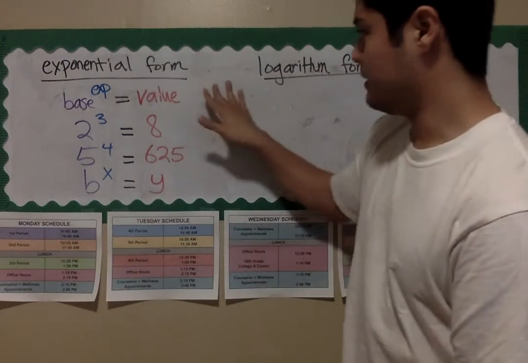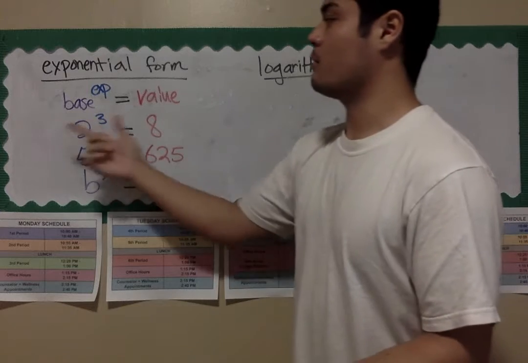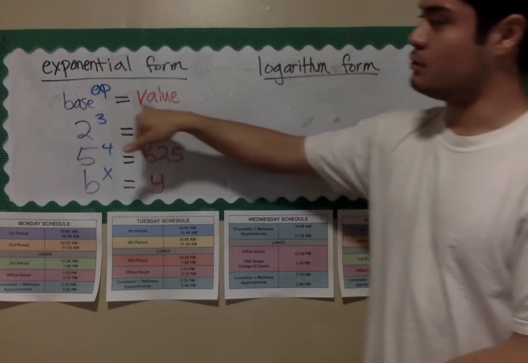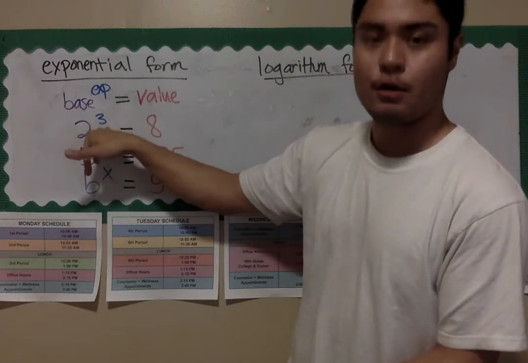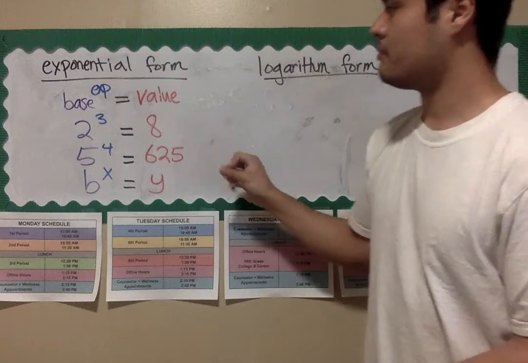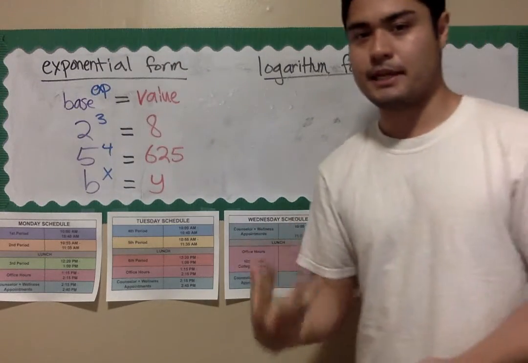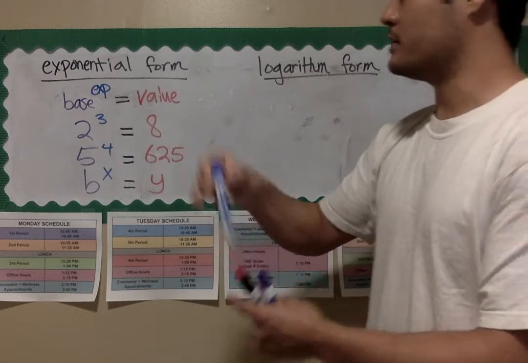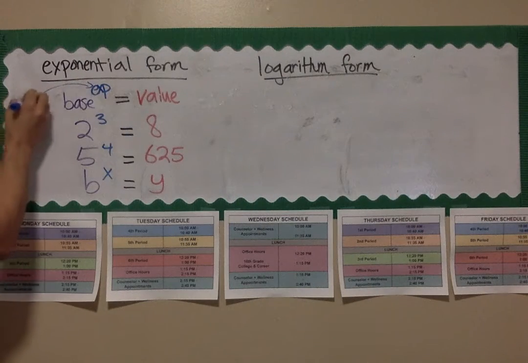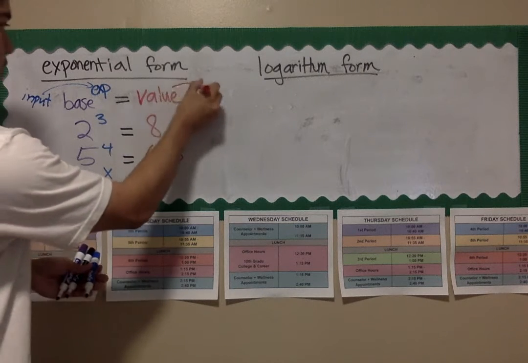So by now we've seen equations in exponential form. And in exponential form, we always have a base number, an exponent, and a value. The exponent is telling us how many times the base is being multiplied to itself. So we have a base, an exponent, and a value. And in an exponential equation, the exponent is what we're going to call the input. And the value is what we're calling the output.